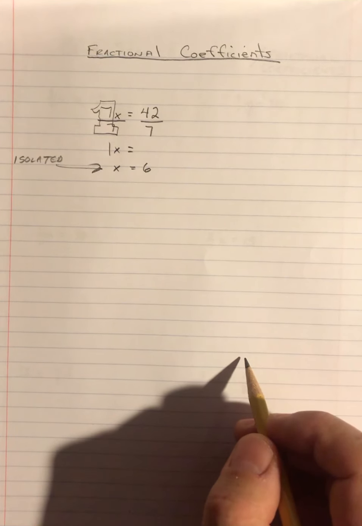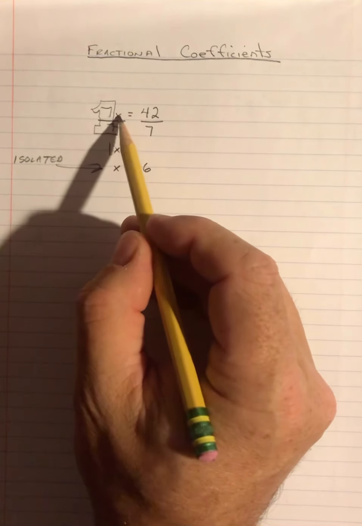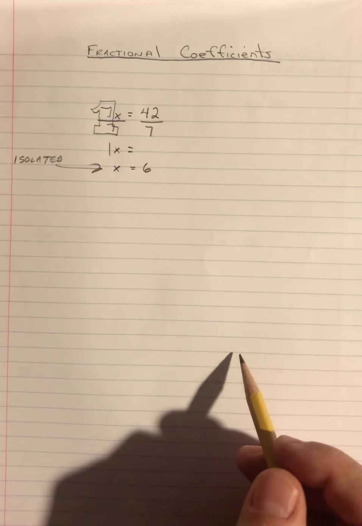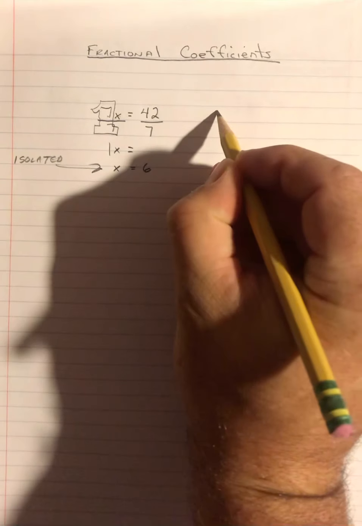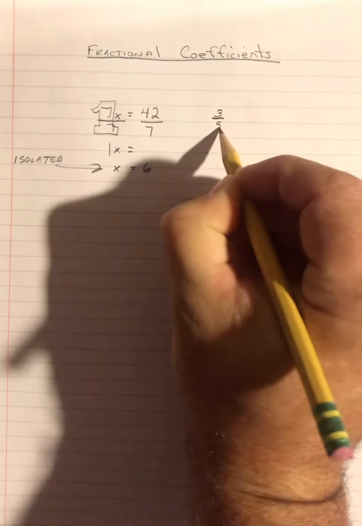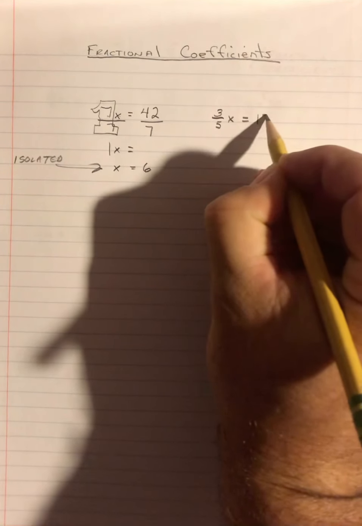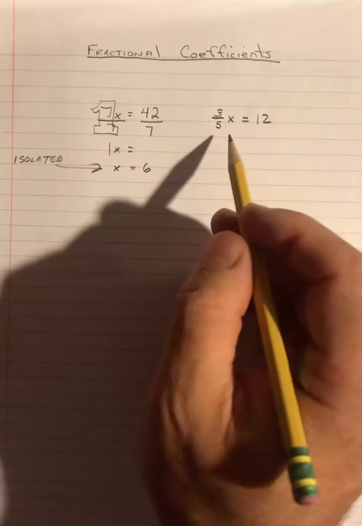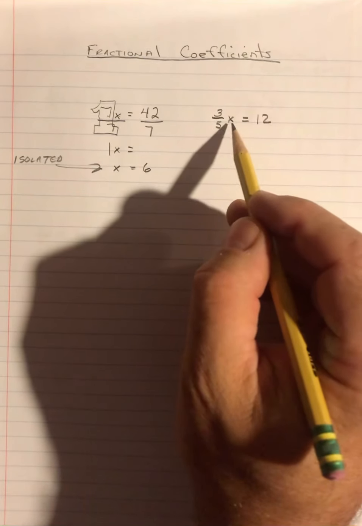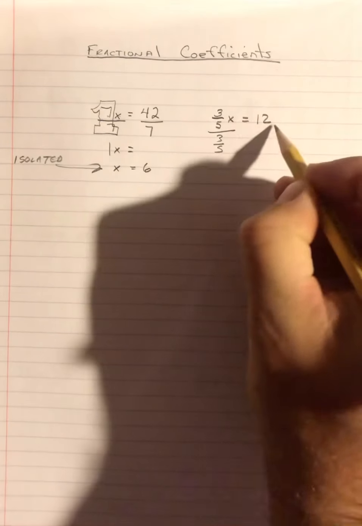Now something that you're going to run into once in a while is instead of having a whole number as a coefficient to your variable, you're going to run into a fractional coefficient. Okay, and that looks something like this. So you might run into 3/5 x equals 12. Now we could treat these two problems exactly the same. I could say, hey, this is being multiplied by 3/5, so I'm going to divide both sides by 3/5.